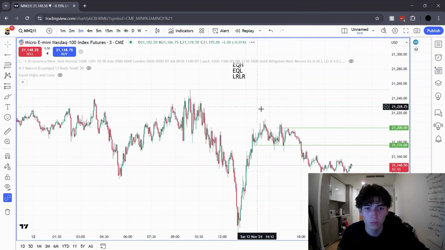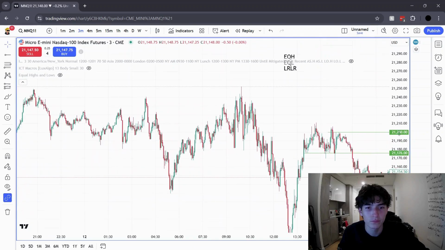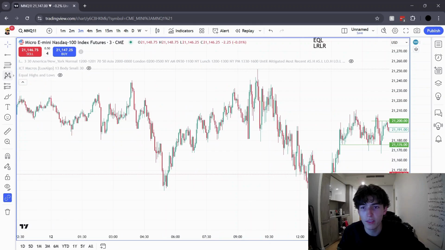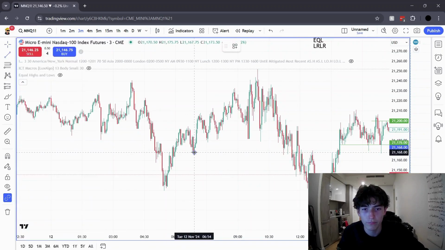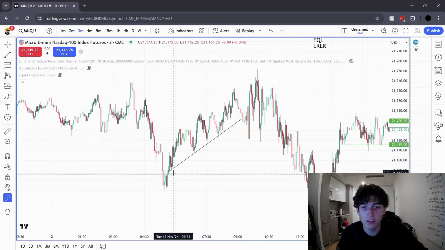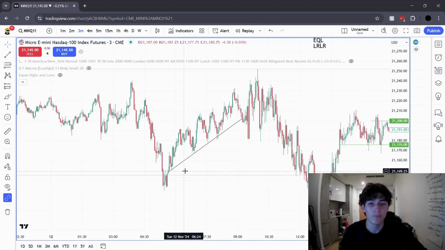Let me find some low resistance liquidity. All right, right here. So I would say this is low resistance liquidity. Why? Because as you can see, it's following this trend line, right?